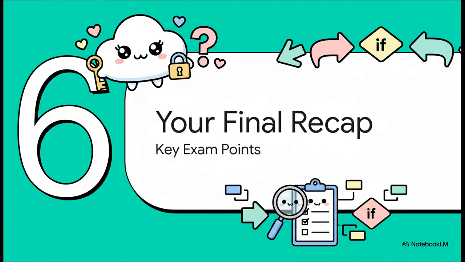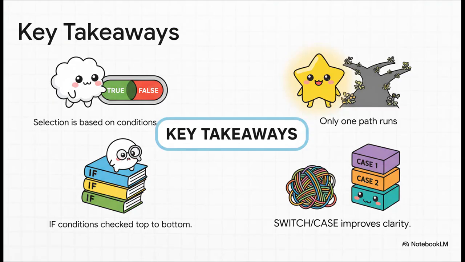All right, let's lock all this in. We're going to do a quick-fire recap of the absolute most important points you need to remember from this whole explainer. Okay, here we go. 1. Selection is always based on a true or false condition. 2. No matter how complex it looks, only one path of code will ever run. 3. With if and else if, the order is critical because conditions are checked from the top down. And 4. Whenever you can, use a switch statement. It just makes your code cleaner and easier for you and others to understand.